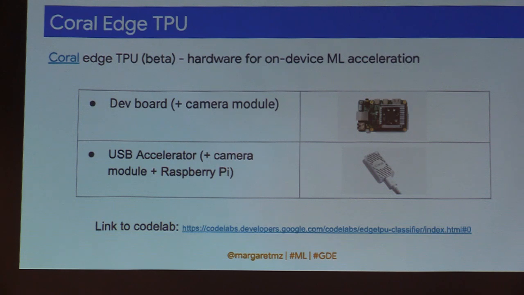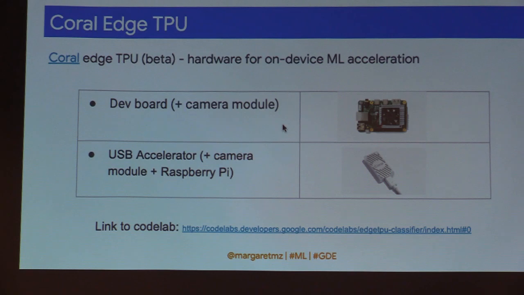And this one is the Coral Edge TPU. How many of you have heard about Edge TPU before? Okay, quite a few. Some of you have heard about it. So this is Google's hardware for on-device machine learning acceleration. You can go look at the website.